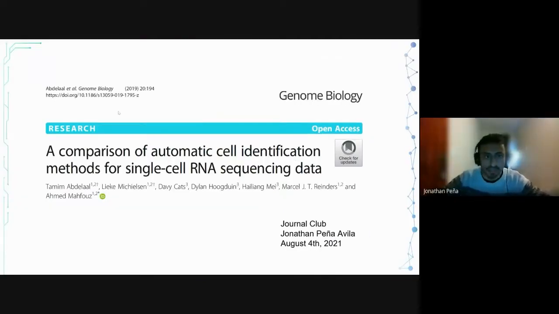Okay. Good afternoon, everyone. Today I'm going to present the paper, A Comparison of Automatic Cell Identification Methods for Single Cell RNA Sequencing Data. This paper was published in the Genome Biology journal in 2019.